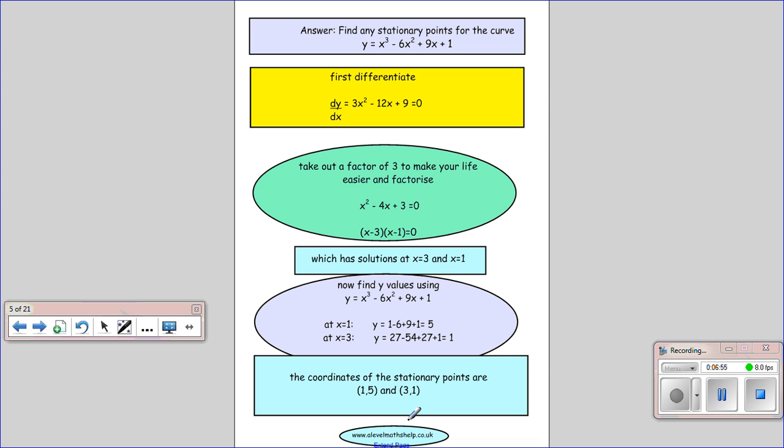In our next video, we'll be looking at finding the nature of our stationary points. So we know our curve is stationary at this point, but we don't know whether we've got a maximum, a minimum, or a point of inflection. So that's the next thing we have to look at.